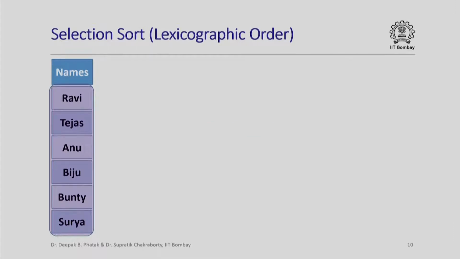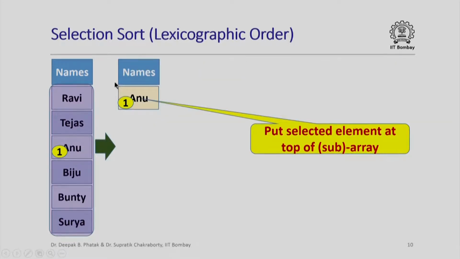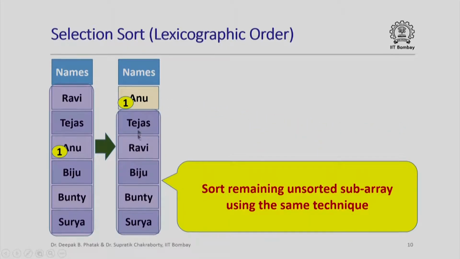Well, let us see how we might actually use something like selection sort, the same idea as we did for selection sort on integers. If we use the same idea to do a lexicographic sorting of this array of names, how might it look like? So we have this unsorted array of names, and we want to sort them in lexicographic order. So we would find the lexicographically first element in this unsorted array, here it is Anu, and then we would put the selected element at the top of the subarray of interest for us now, and then we will be left with the remainder of the array, and we want to sort this remaining unsorted subarray using the same technique.